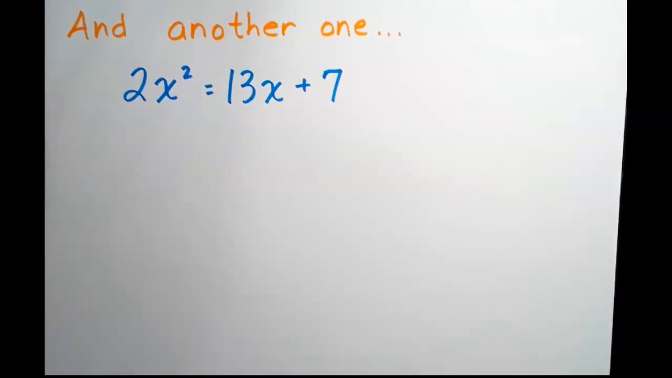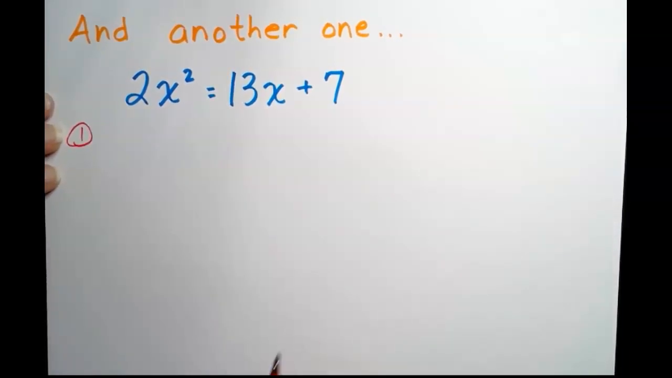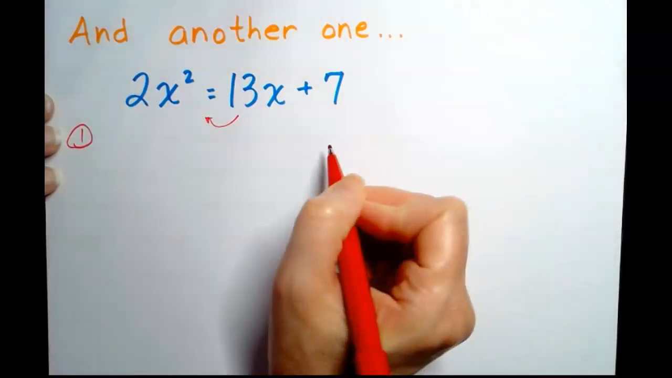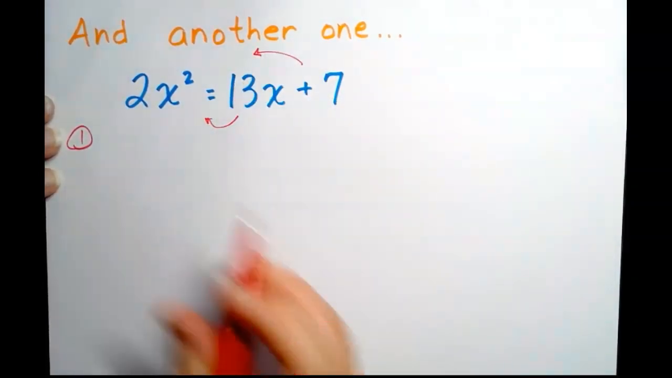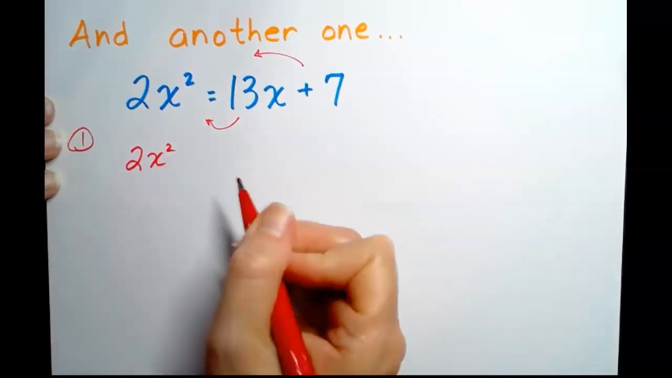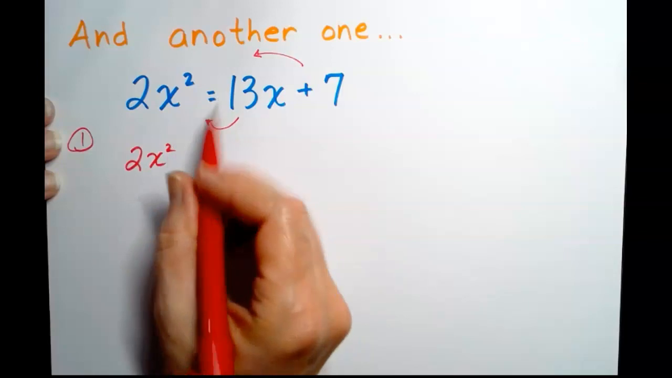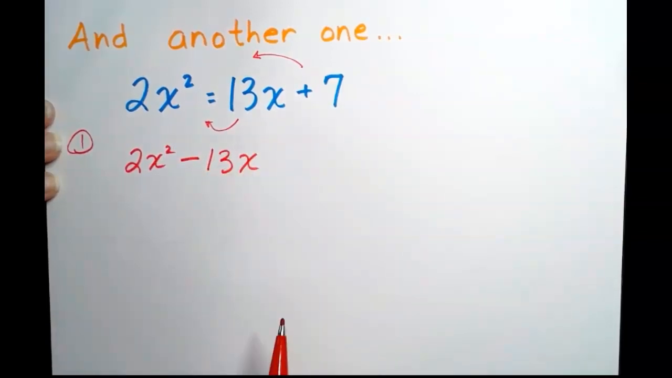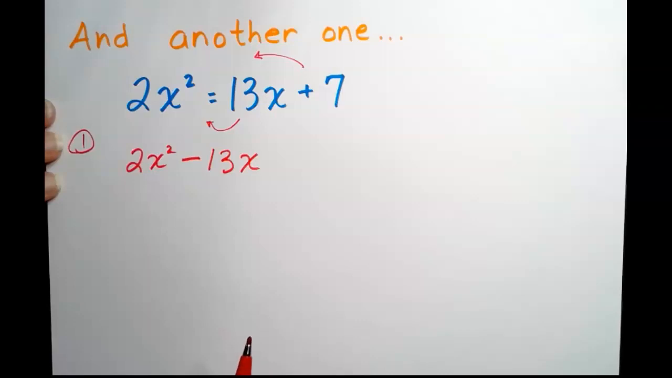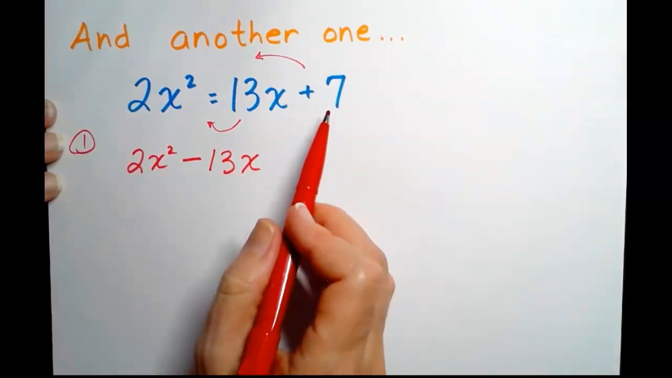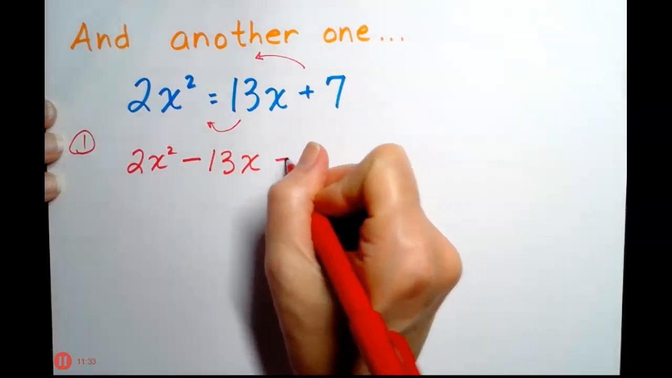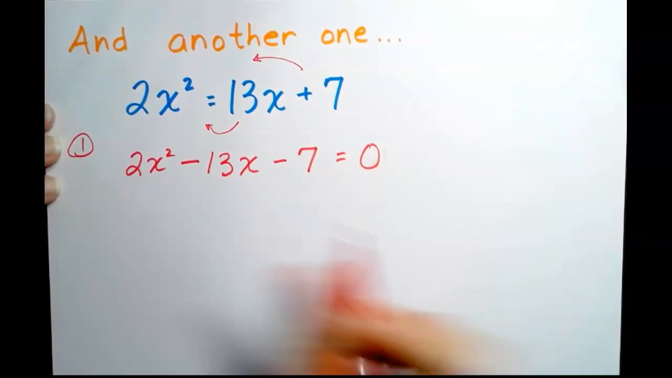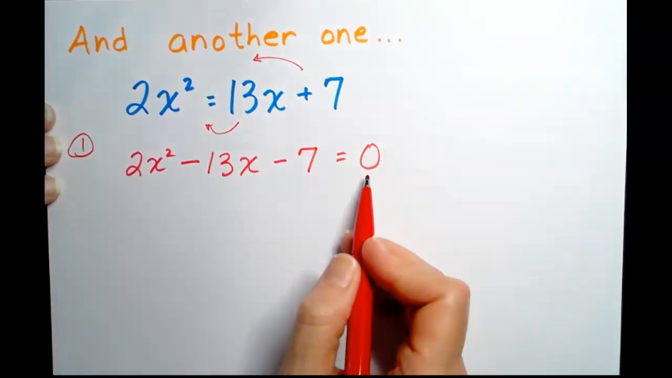And one last problem, 2x squared equals 13x plus 7. So step number 1, put it in standard form, which is descending order, and set equal to 0. So the 13x is moving over and the 7 is moving over. So step 1, 2x squared. Remember, if 13x moves from the right to the left, it's just going to become negative 13x. It's the same as subtracting 13x from both sides. Plus 7, subtract 7 from both sides. So minus 7 on the left. So standard form, set equal to 0.